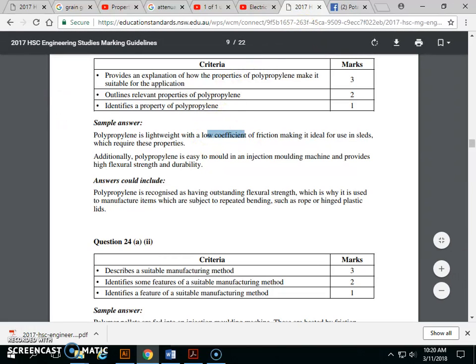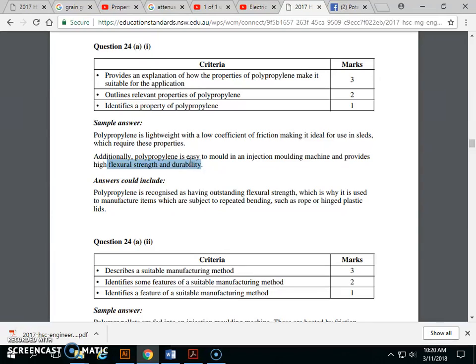Polypropylene, so they talk about the coefficient of friction. One of the students just said that it means it slides. It's easy to mold, and provides high flexible strength and durability. Think lunchboxes. Are lunchboxes durable? Yeah, they're flexible. Yeah, lunchboxes are made out of polypropylene. Yeah, there's plastic chairs. Are they flexible? Are they durable? Yeah. Oh look, they're pretty good, right?